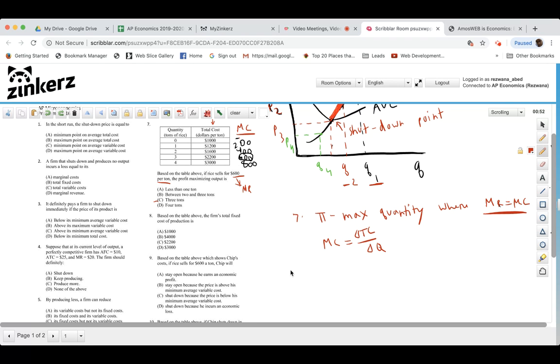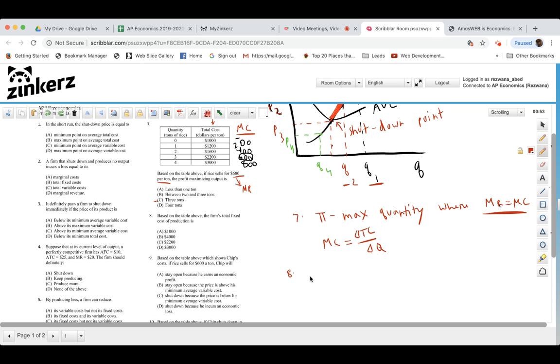Okay, number 8. Based on the table above, the firm's total fixed cost of production is. I just see total fixed cost, and I didn't understand because it's telling me the total cost. I don't remember how I get a fixed cost if they are giving me a total cost, because I didn't see the lecture notes.